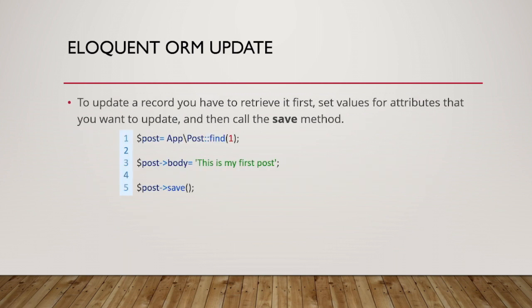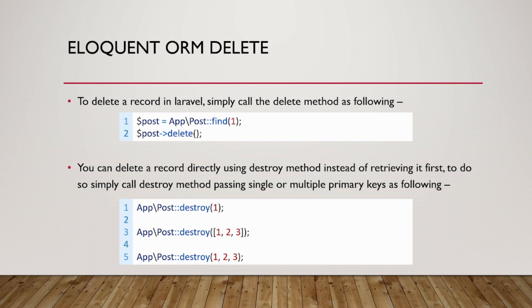We have the Eloquent ORM update. To update a record, you have to retrieve it first, set values for the attributes that you want to update, and then call the save method. Here is the example of the update operation: post equals Post find, then post title is my first post, and then call the save method.